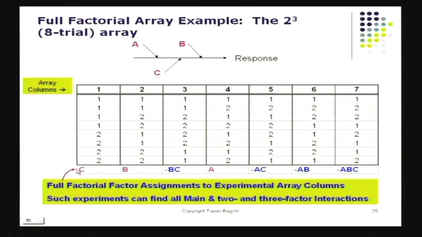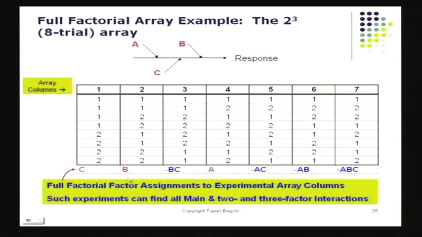When I combine the settings of A, B, and C the way it's been done here, the remaining columns easily allow me to calculate these interaction effects. For example, the AB interaction effect can be found by taking tips from this column. AC interaction can be found by taking tips from this column. BC can be found from this, and ABC interaction can be found from this. What is the advantage here? I ran 8 trials.